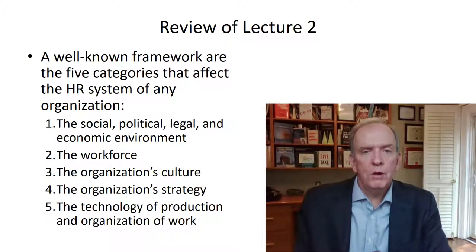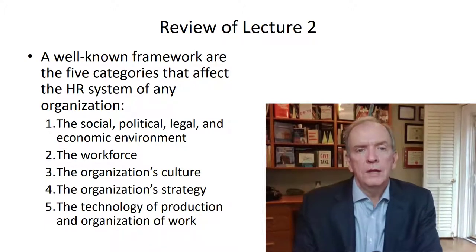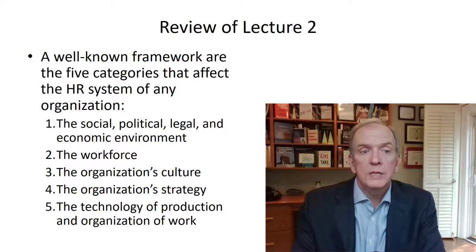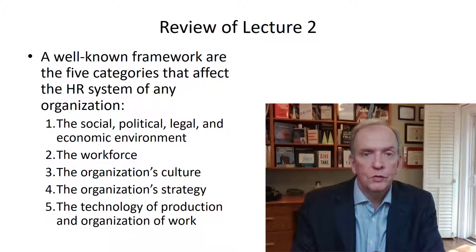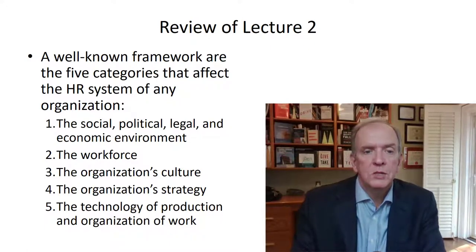Okay, so if you recall from Lecture 2, we had discussed the framework for the five categories that affect an HR system. We looked at the external environment: social, political, legal, economic environment. If that sounds a little forgotten by you, you can go back and review Lecture 2 to get a good sense of it. Most businesses have to look at what's going on in the external environment, have a grasp on how the external environment can impact them. A business isn't large enough to change the external environment, so they have to be able to effectively work with it, respond to it, work through strengths, weaknesses, opportunities, and threats that we mentioned in Lecture 2.